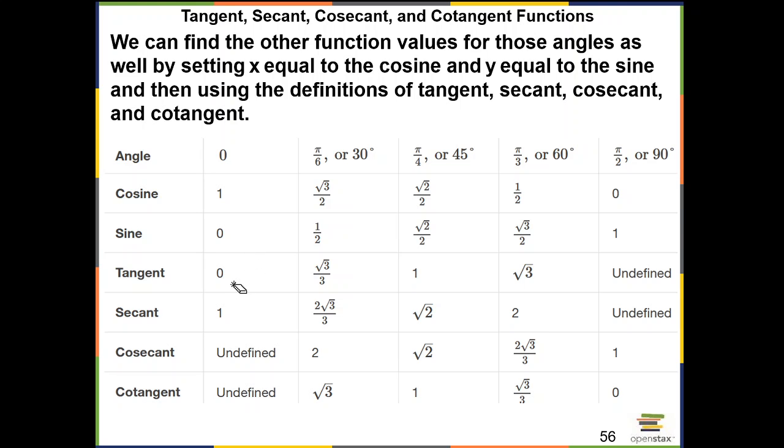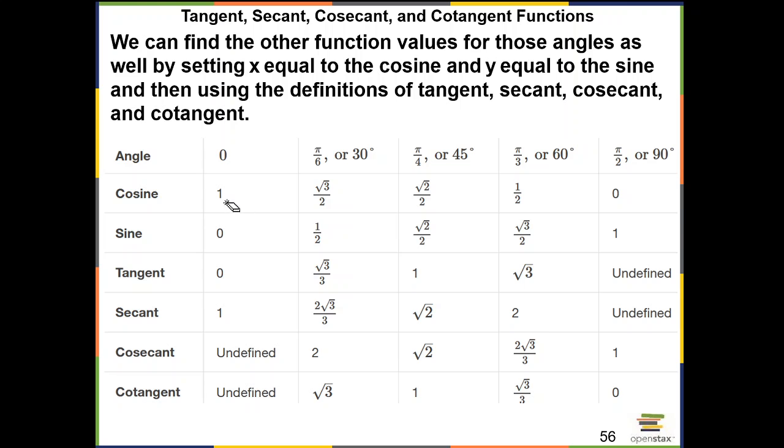So tangent is sine over cosine, so 0 divided by 1 is 0. 1/2 divided by square root of 3 over 2 is this. This divided by this is 1. This one divided by that one is the square root of 3. Now 1 divided by 0 is undefined. So that means tangent is undefined when the angle is pi over 2, because you can't divide by 0.